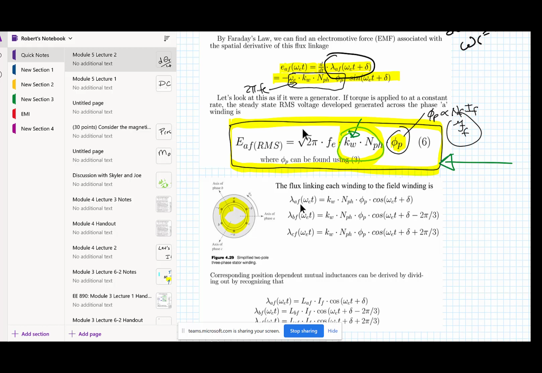This is kind of just showing undistributed, and we talked about distributed versus concentrated windings in the prior lecture, of three phases. You've got your A phase, you've got your B phase, and you've got your C phase. And as a result, you've got flux linking the field, rotating field, to the A phase, flux linking the rotating field to the B phase, and flux linking the rotating field to the C phase.